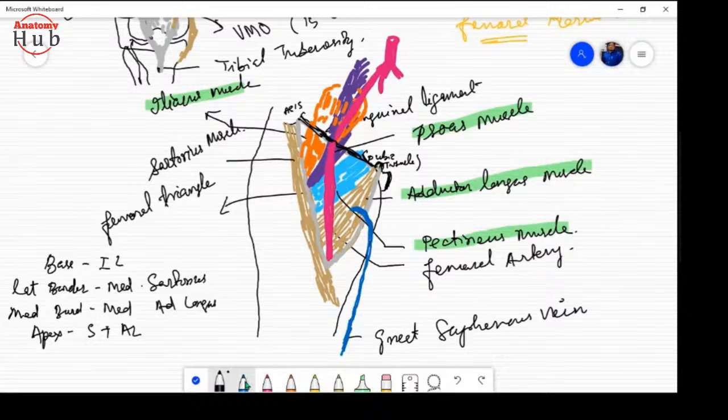So this great saphenous vein ascends upward and it merges with another large vein. That large vein is medial to the femoral artery. So this great saphenous vein actually drains to this great vein. This vein will be known as your femoral vein, just medial to the femoral artery at the femoral triangle. This is a femoral vein.